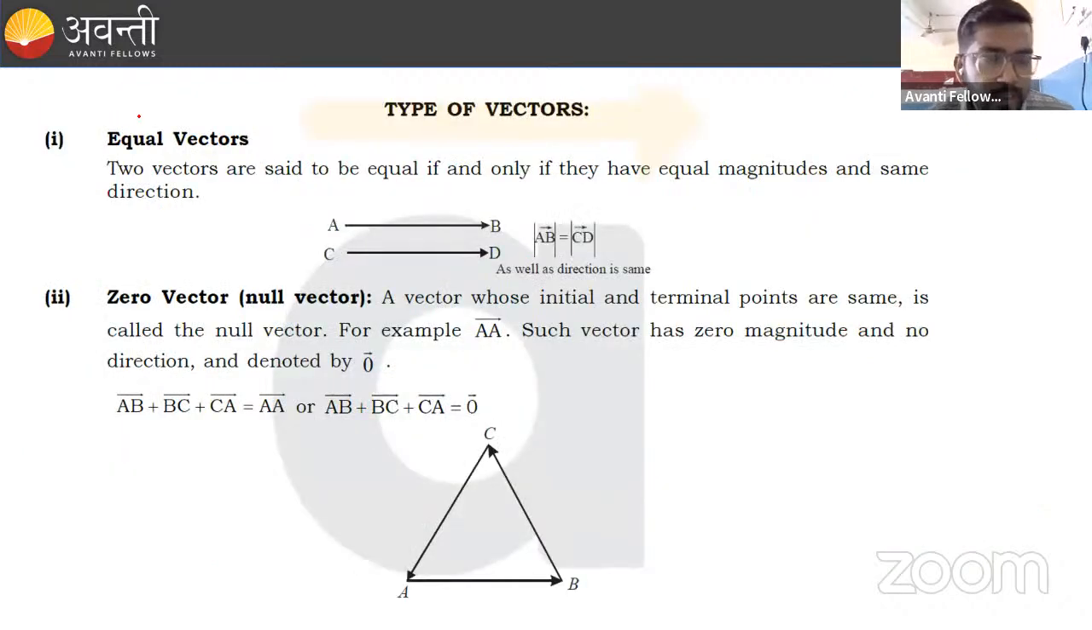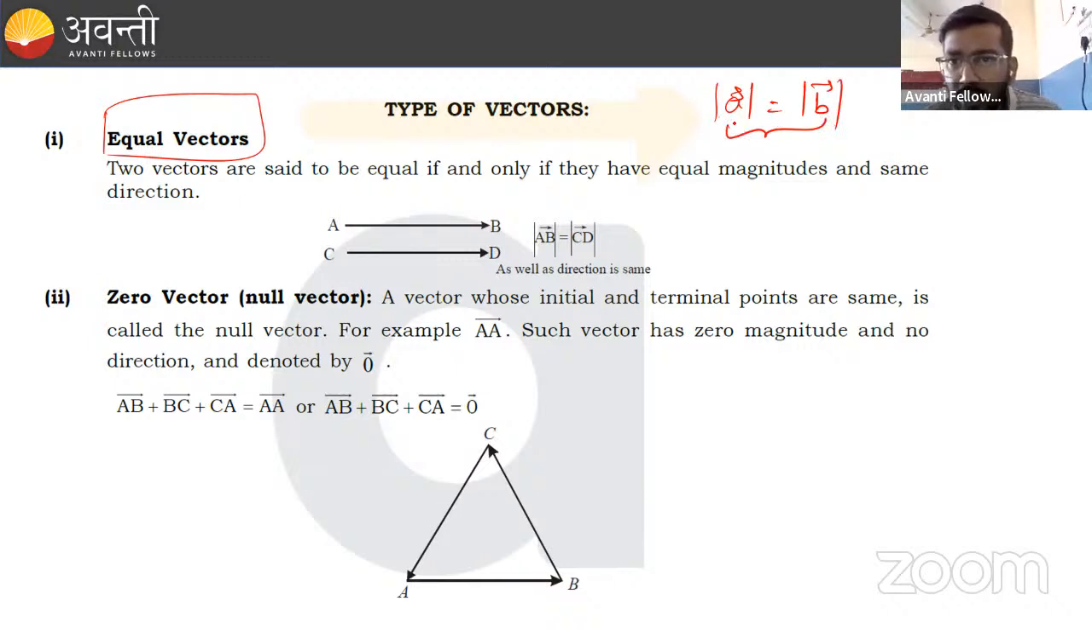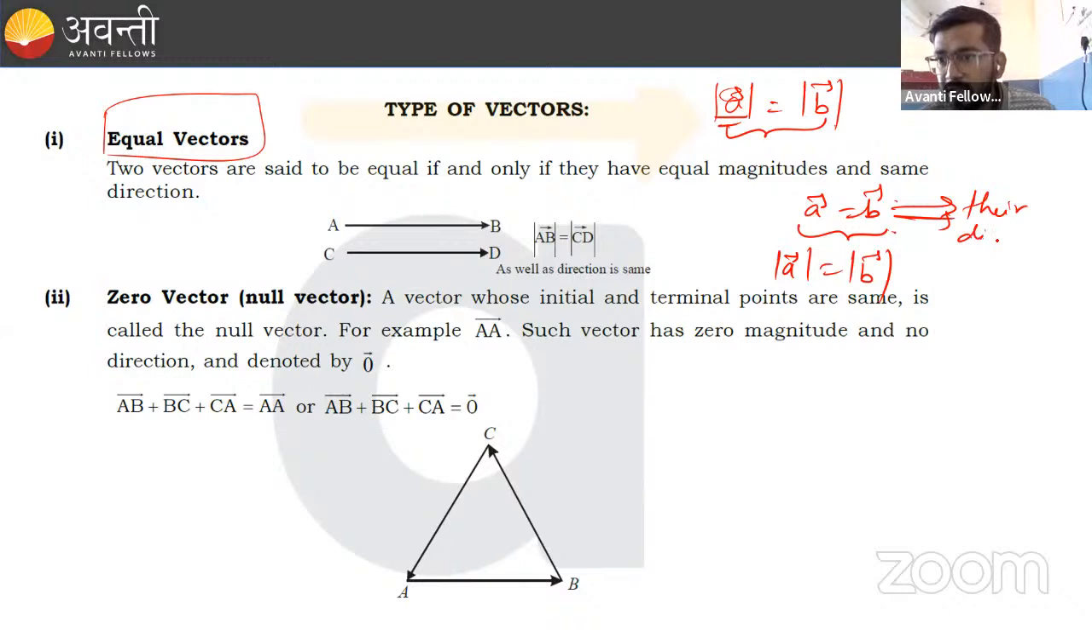So let's understand some concepts related to vectors. Equal vectors. Whenever we write A bar equals B bar, this generally means the magnitude of A bar is equal to the magnitude of B bar, as well as their direction is the same.